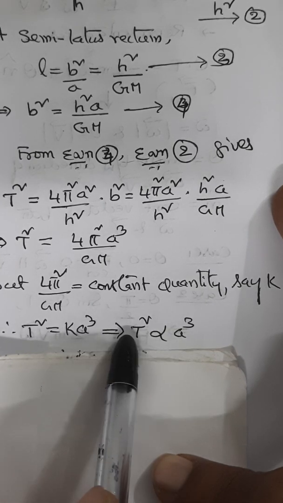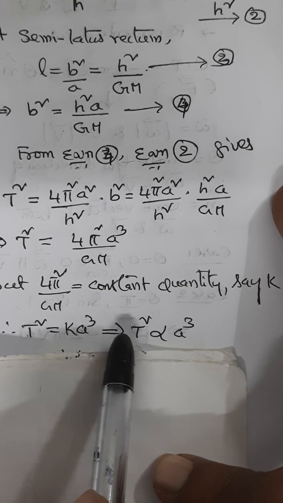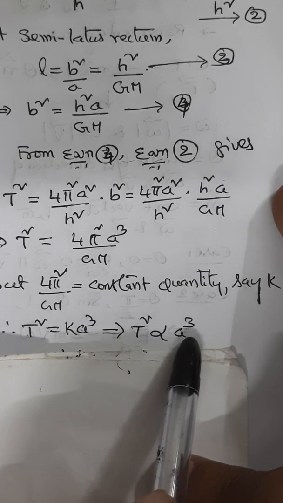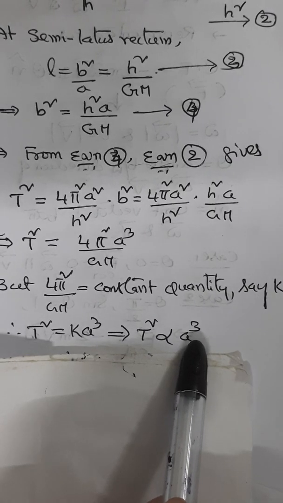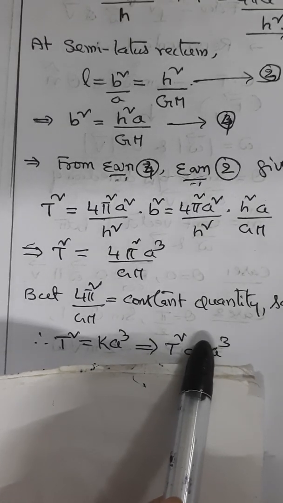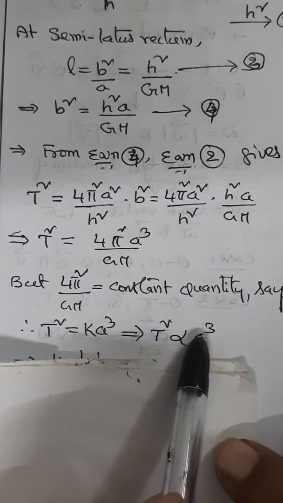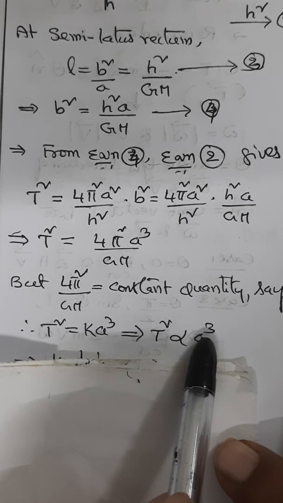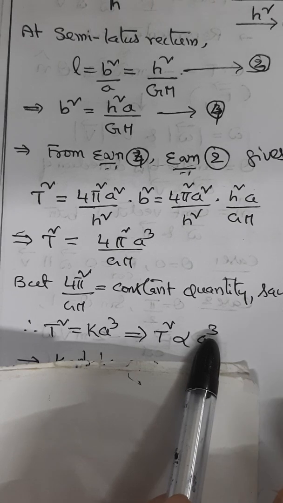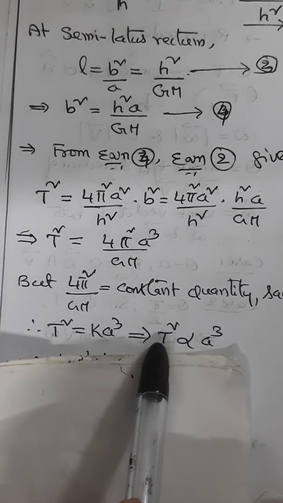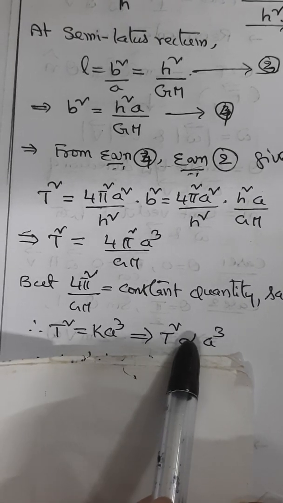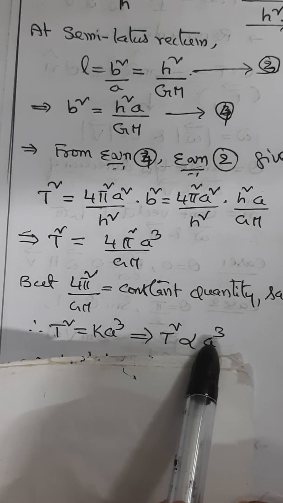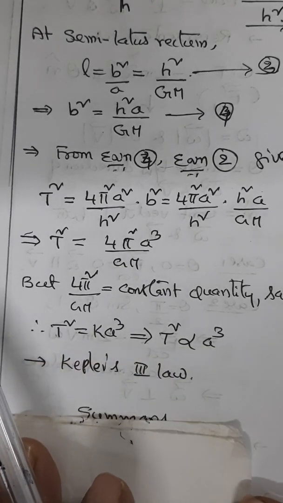What is T squared? T squared is nothing but the square of the time period of the planet. What is a? A is nothing but the major axis of the ellipse. So, the cube of the major axis of the ellipse. So from T squared is proportional to a cubed, you can interpret that the square of the time period of a planet is proportional to the cube of the semi-major axis of the ellipse. That is nothing but Kepler's third law.